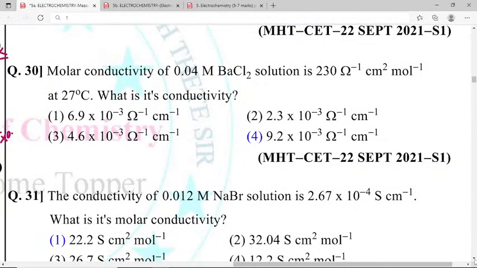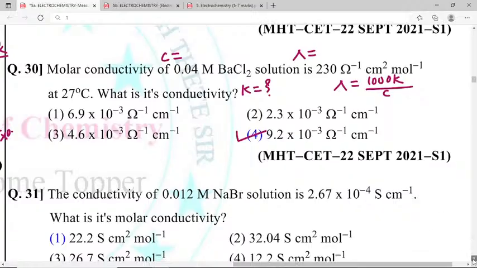Concentration is given. Molar conductivity lambda is also given. What is the conductivity? So K is equal to question mark. Formula: lambda is equal to 1000 K by C. So put the value, we'll get the answer 9.2 into 10 to power minus 3.